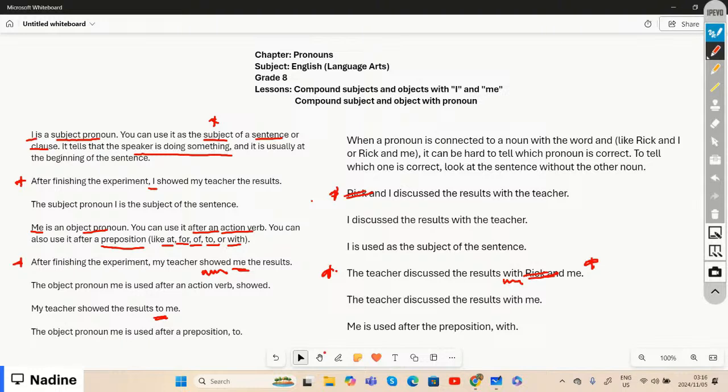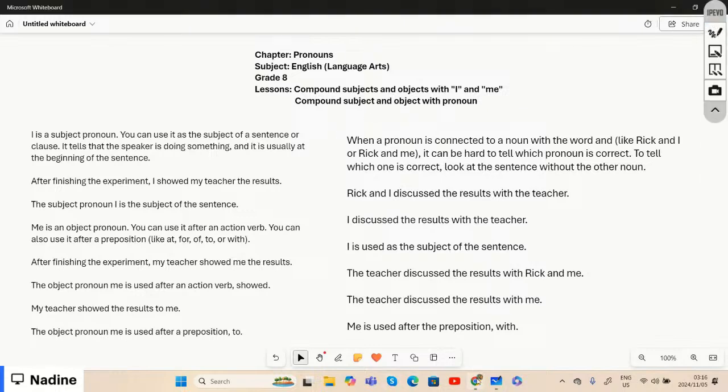All right. So now we're going to A plus students.ca and we're going to look at compound subjects and objects with I and me, and compound subjects and objects with pronouns.